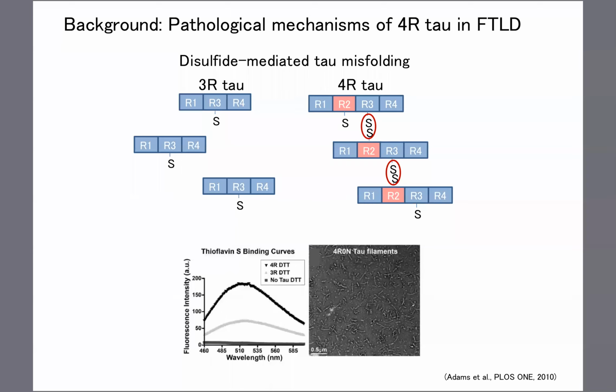Tau intermediate and filament assembly were monitored by fluorescence using thioflavin S binding. Assembly kinetics of 3-repeat and 4-repeat tau isoforms were assayed individually in the presence and absence of the reducing agent DTT. The assembly rate of 4-repeat tau was greater than that of 3-repeat, probably due to intramolecular disulfide bonds formed under oxidizing conditions.